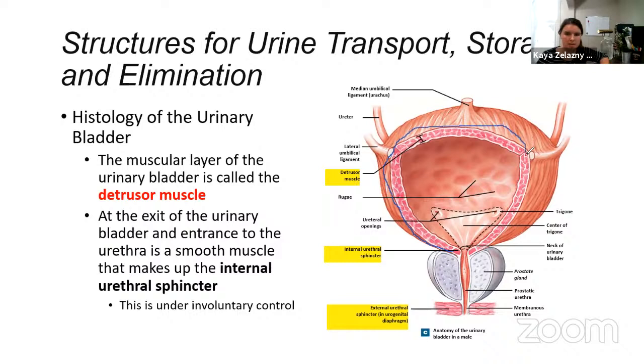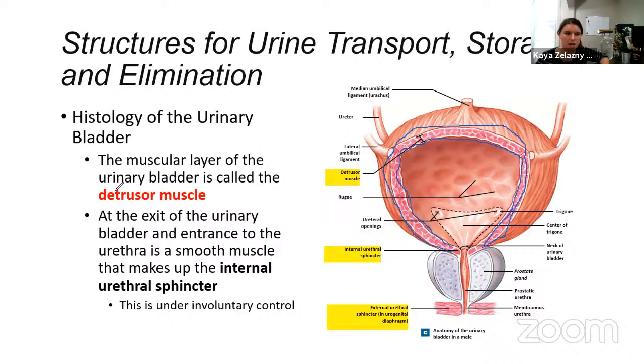So this muscle that makes up the bladder is called your detrusor muscle. You can put pressure on the detrusor muscle, right? You can contract your bladder. That's going to be part of how you urinate, right? Is putting pressure on the fluid inside here.